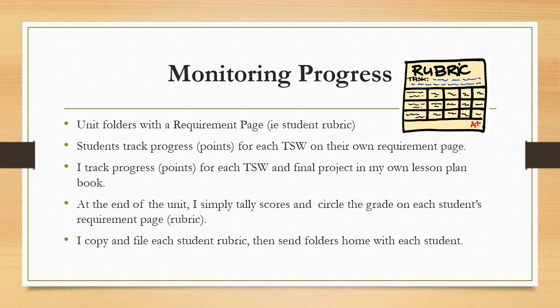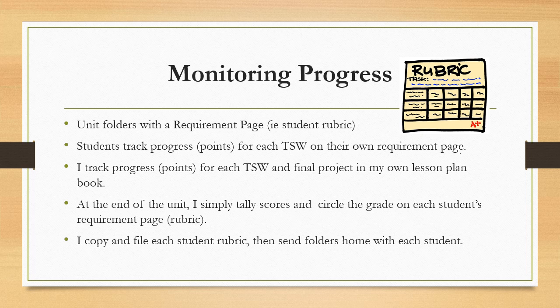When monitoring the progress of the standard or the skills, at the beginning of the unit, students are given a folder, and on the back of the folder is something I call a requirement page, which is really just a student rubric. I use that same rubric when I actually give them their grade and their score. Throughout the unit, the students keep track of their own progress, and they do that by adding up and putting points into different columns for each TSW on their own page. So they actually see what they're doing as they go along.